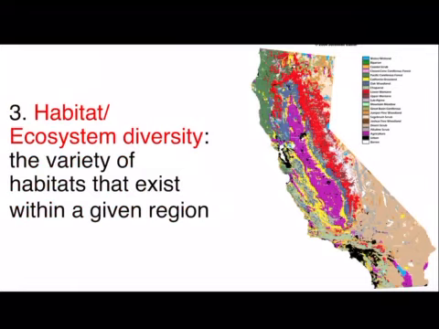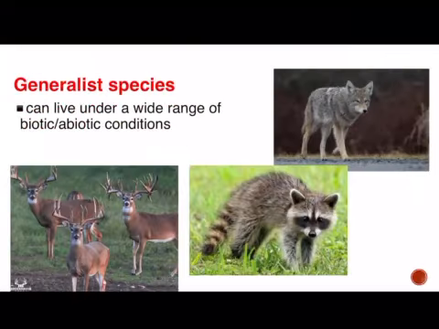And I chose California as our example here, and you can see the variety of habitats that are found in that one state. All right, within habitats, we have generalist species and we have specialist species. We've talked a little bit about this in Unit 1. But a generalist species is one that can live under a wide range of both biotic and abiotic conditions. So they tend to be able to survive in a wider range of areas with different types of resources.